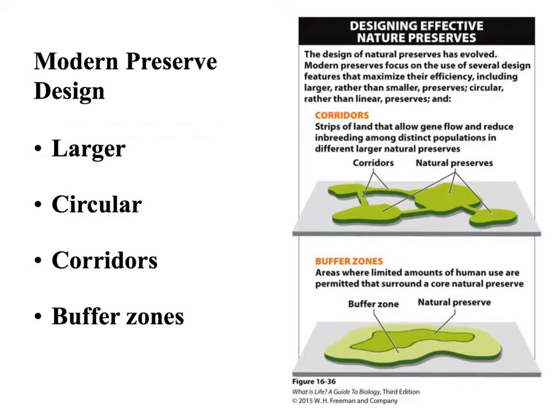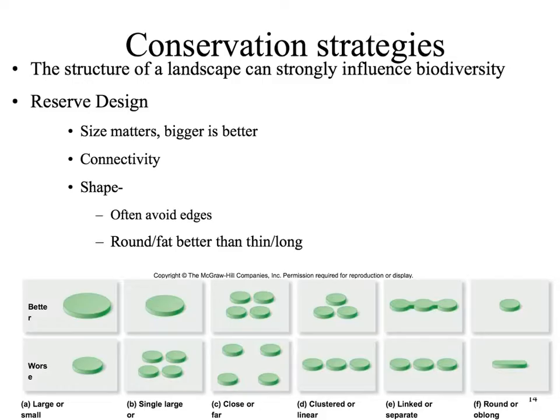When we have fragmented sections, if we can connect those fragments or small pieces of habitat using corridors, this helps the organisms stay in touch with each other and prevents isolation. We can also create buffer zones around our nature preserve to help eliminate edge effects. So this diagram shows us better and worse kind of conditions. The best types of reserves are going to be big and rounded.